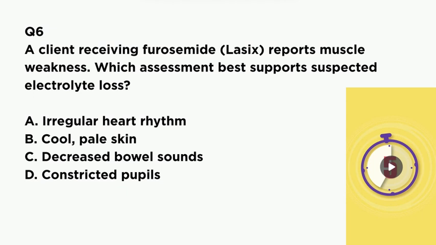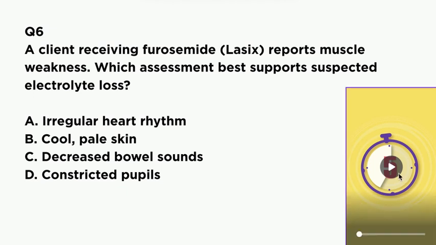Okay, so let's go to question number 6. A client receiving furosemide reports muscle weakness. Which assessment best supports suspected electrolyte loss? 10-second timer. Okay, so the correct answer is letter A.